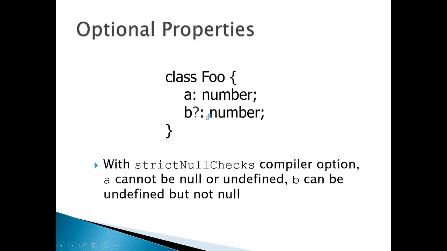We can define an optional parameter by writing b question mark colon number. Now b is an optional parameter. Strict null check will be applied on a but not on b, because b can be undefined but not null. We cannot pass a null value to it, but we can pass any information that is of type number. Undefined means it is possible that the user has not passed a value for b, so in that case it will be an undefined variable.